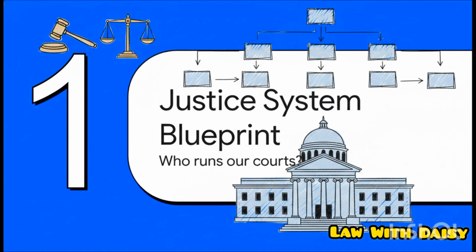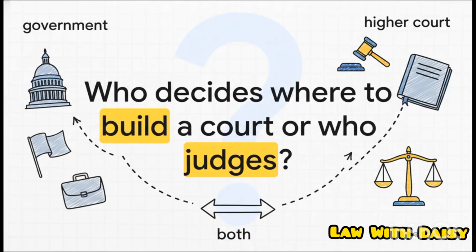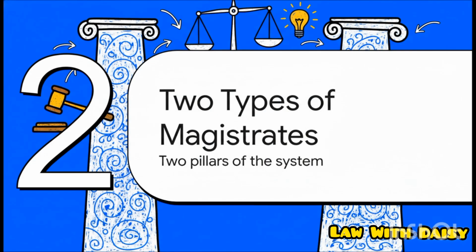You see, the court system isn't just some chaotic mess of buildings and judges. No, it's actually a very deliberately designed structure with really clear lines of who's in charge of what. So who actually gets to call the shots? Is it the government that decides everything, or is it a higher court? Well, the answer is kind of both, and understanding that split is the secret to making sense of the entire system.